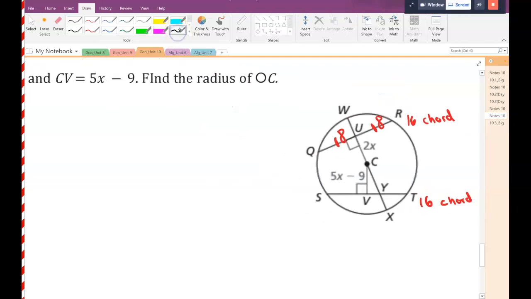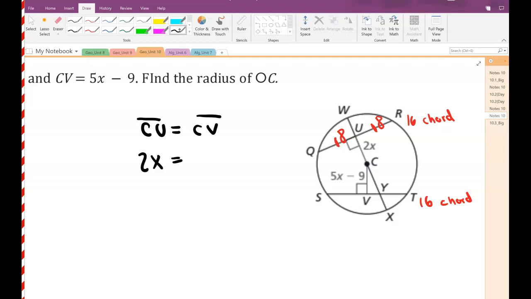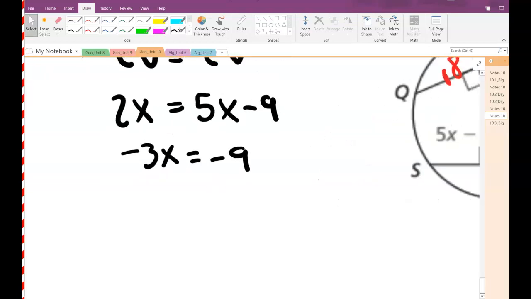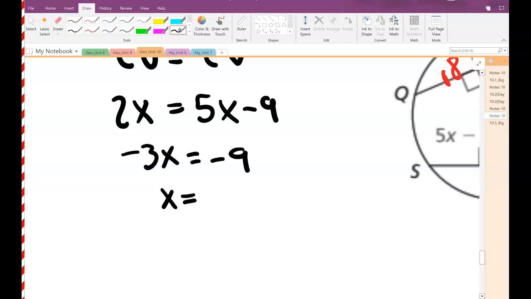We'll say, if you want to write it out, CU is congruent to CV, if you like writing that to help you set yourself up. Then you plug in what you know. We know CU is 2x, and we know CV is 5x minus 9. And then if we go and solve for x, this is just a two-step. We got to subtract 5x from both sides to start. Let's get negative 3x equal to negative 9. And then, of course, divide each side by negative 3, so x would be equal to a positive 3.